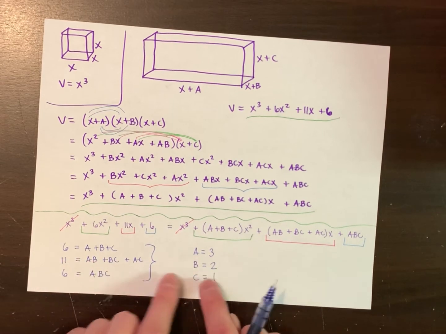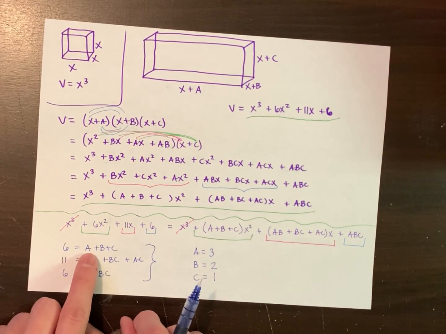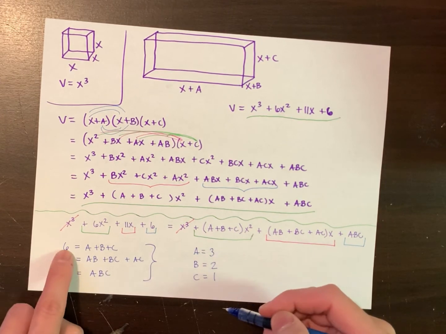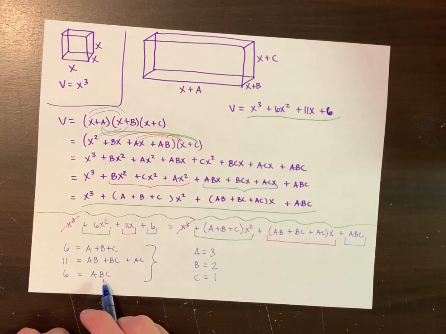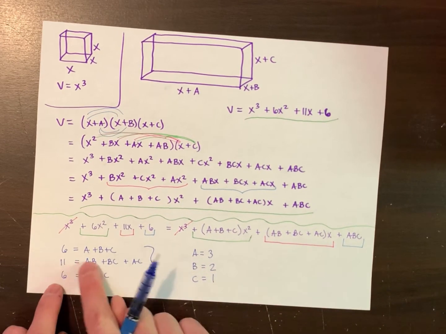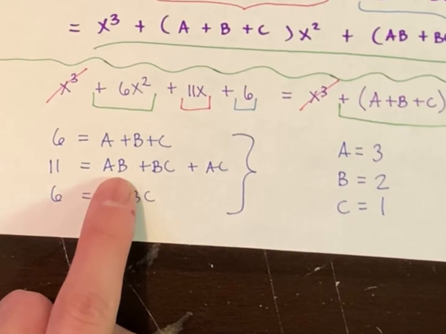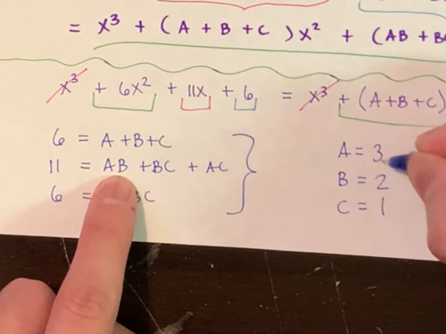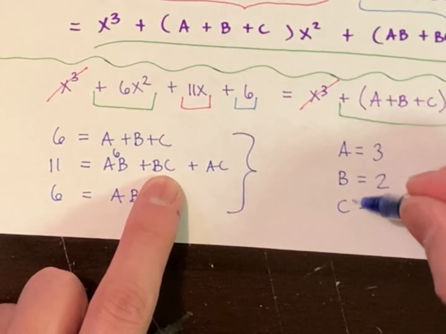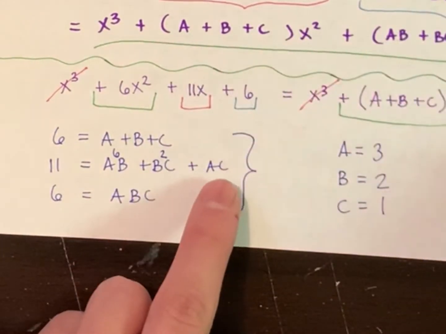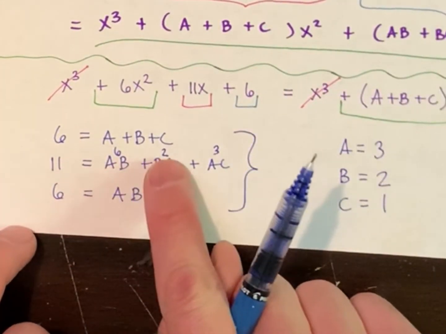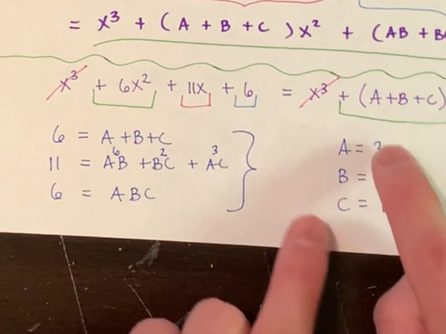And let me prove to you that these are legit. Let's plug these numbers into the top equation. How much is A plus B plus C? Well, 3 plus 2 plus 1 is 6. How about the bottom? A times B times C. How much is 3 times 2 times 1? That's 6. How about the middle equation? How much is A times B? A times B is 6 plus, how much is B times C? B times C is 2. And how much is A times C? A times C is 3. And how much is 6 plus 2 plus 3? 11. So these numbers work.